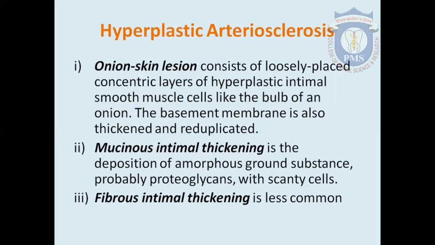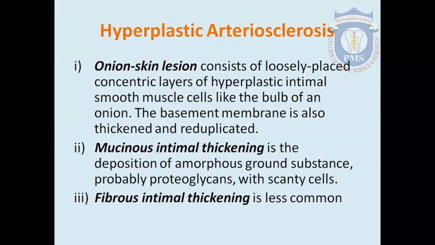1. The onion skin lesion consists of loosely placed concentric layers of hyperplastic intimal smooth muscle cells like the bulb of an onion. The basement membrane is also thickened and reduplicated. 2. Mucinous intimal thickening is the deposition of amorphous ground substance, probably proteoglycans with scanty cells.